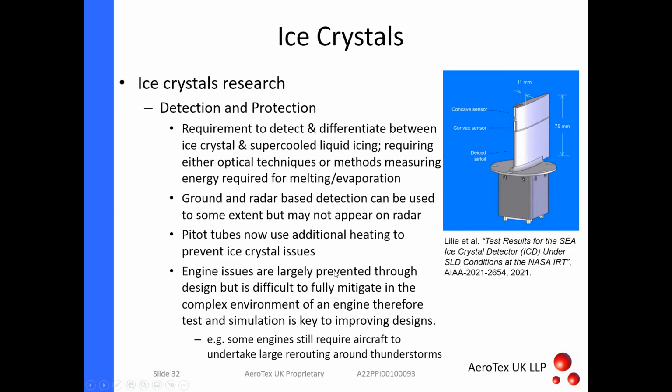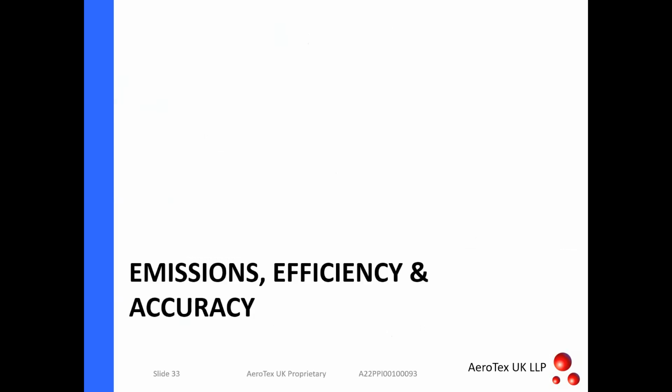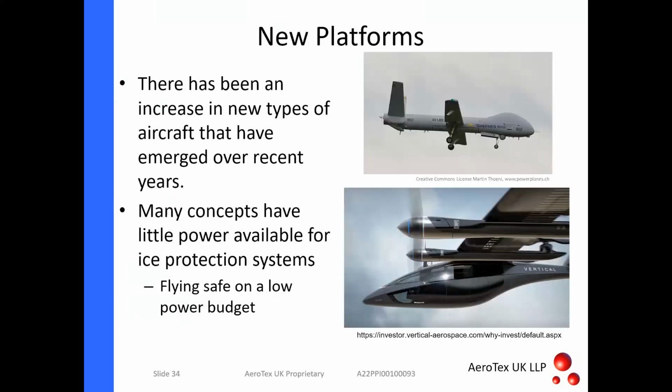Most of these issues have been overcome. So pitot tubes, they start using more power within them, and engine issues are largely overcome by redesigning, but they are some of the larger aircraft. So the 747-8, the latest version of the 747, they have to take large rerouting if there is icing crystals predicted. We're almost there. So that was looking at certification.